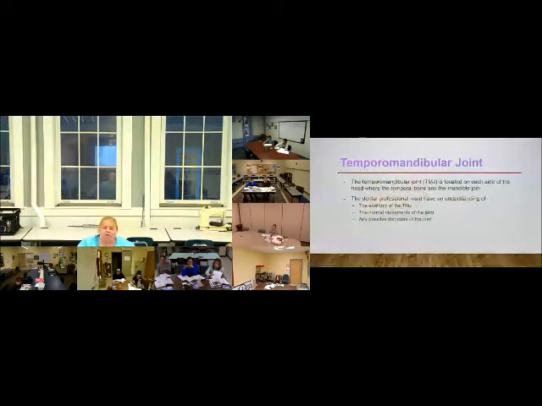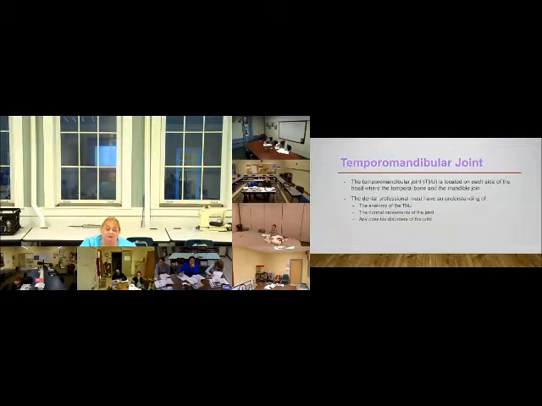Okay, so temporomandibular joint. You have two of them on each side of your head where the temporal bone joins the mandible. And so we must, as dental professionals, have an understanding of the anatomy of the TMJ, normal joint movements, and possible disorders of the joint. So a joint is a junction between two or more bones. And the function of the TMJ is that we are able to speak and chew.